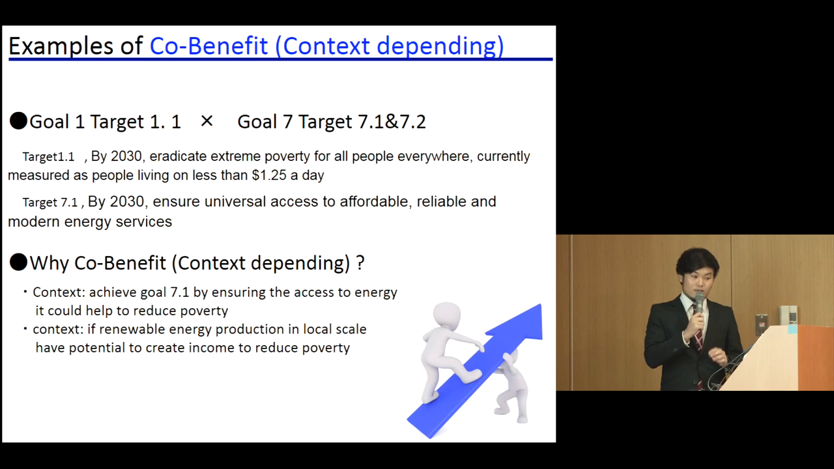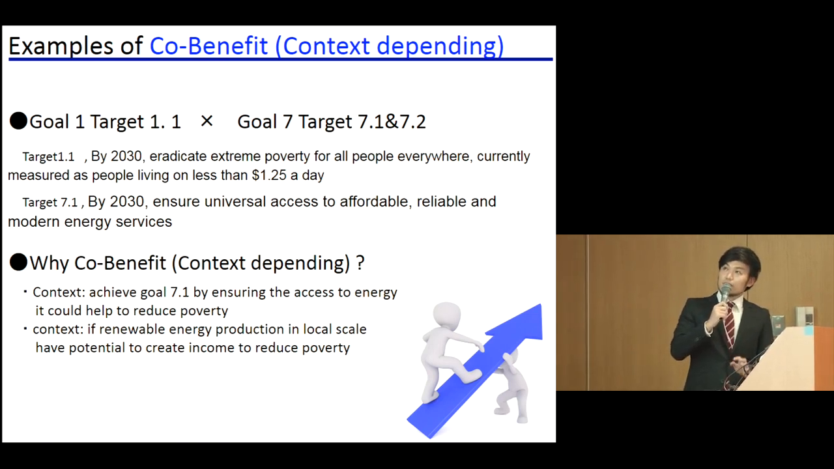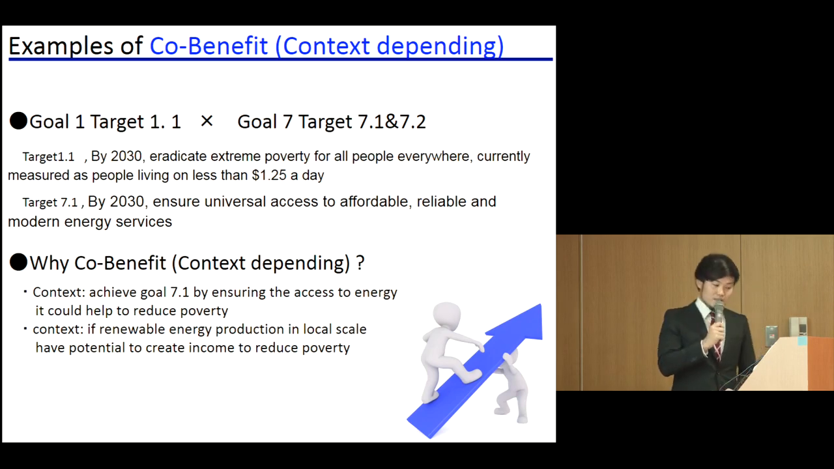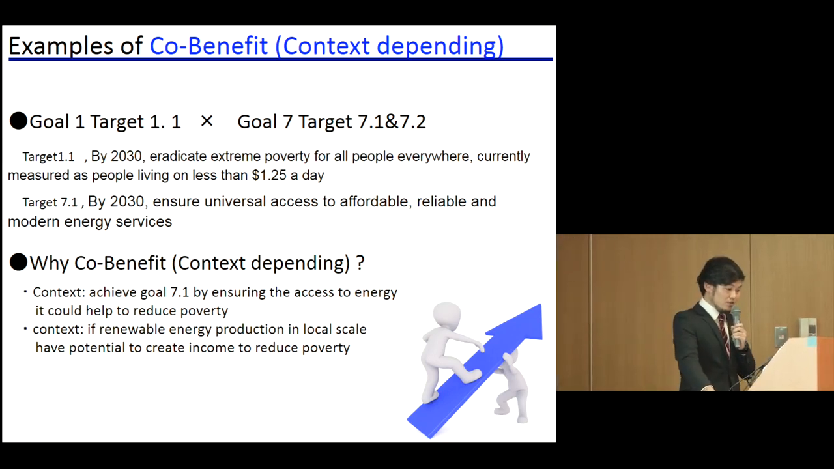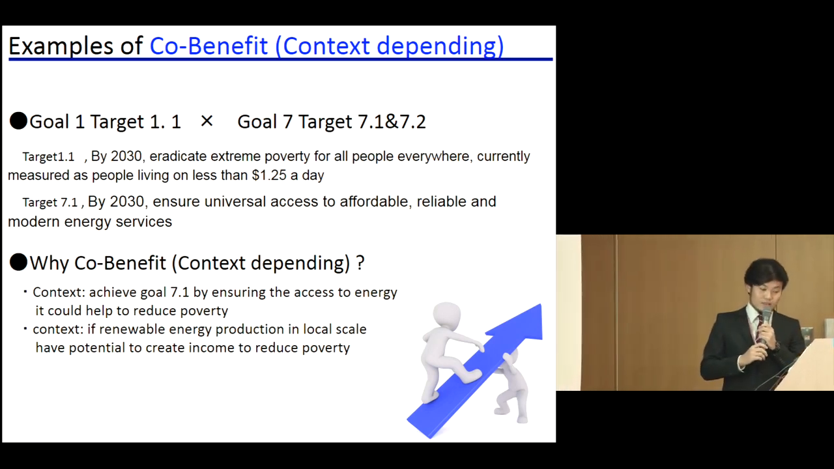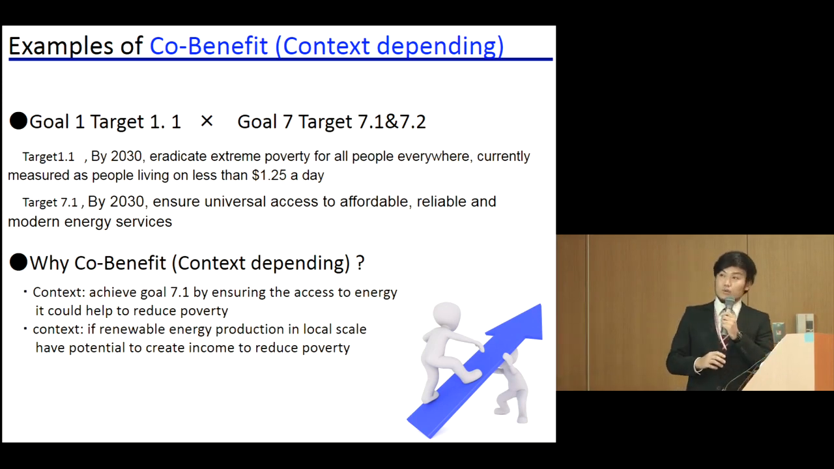It is context dependent, but in our discussion, there was an opinion about these targets. We think target 1.1 and goal 7's targets 7.1 and 7.2 are a co-benefit, if it is context dependent. And when we can say this is a co-benefit, this is the context we think. First, achieve goal 7.1 by ensuring access to energy. It could help to reduce poverty. And if renewable energy production at local scale has the potential to create income, it could reduce poverty.